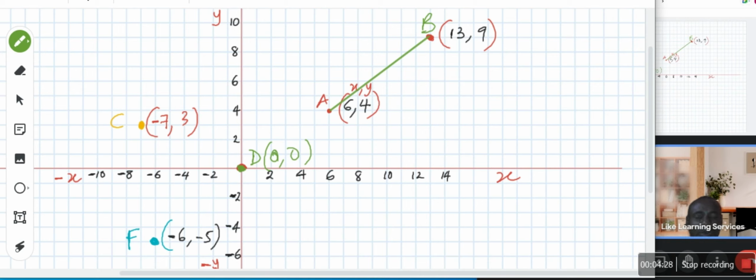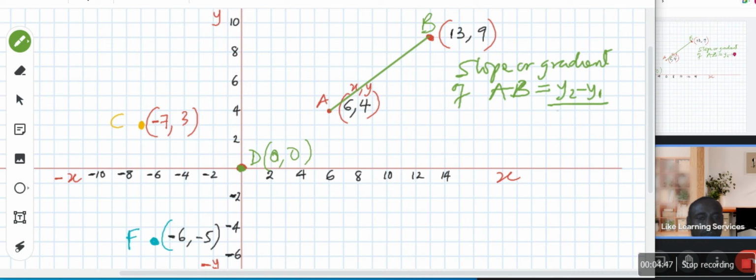There's something we call slope or gradient of AB. This is how to get it. You do y2 minus y1 over x2 minus x1. It's easy. Very, very easy. Which is like rise over run.